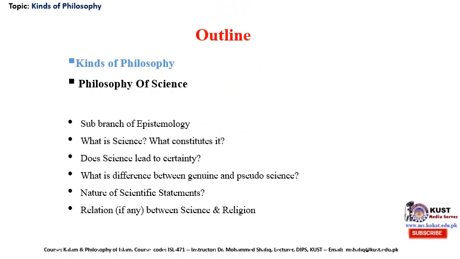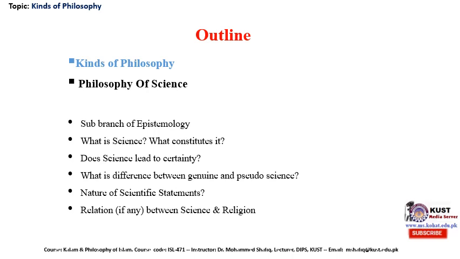The outline of today's lecture consists of an overview of different kinds of philosophies, such as philosophy of science, political philosophy, philosophy of language, philosophy of religion, and philosophy of education, to name a few. Although there are other branches or kinds of philosophy as well, these are the more important ones which we are going to discuss today.